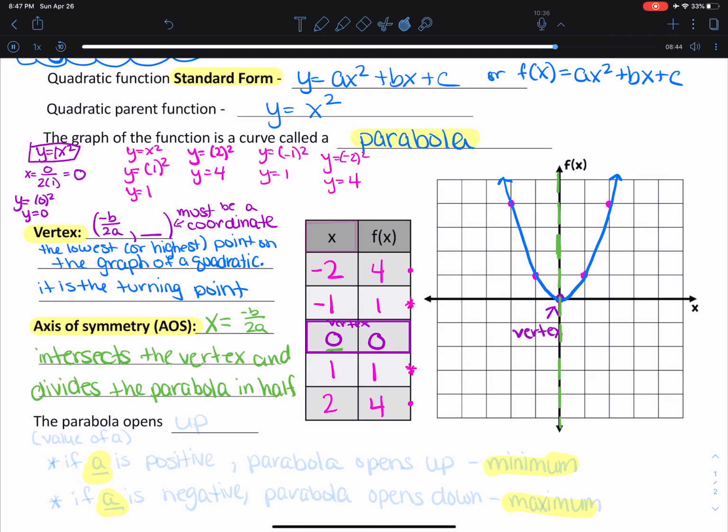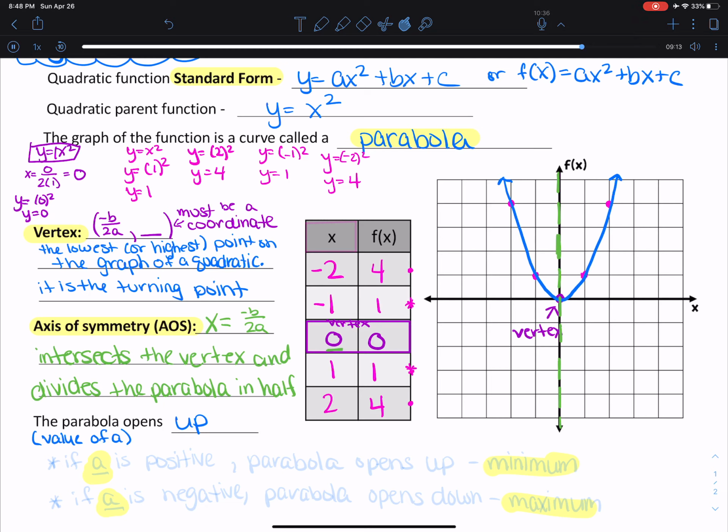And one of the last things we're going to look at is whether the parabola opens up or if it opens down. Now, if we look at our graph, look at the parabola we drew, well, we can see that our parabola opens up. But we can also determine that before we even graph it. So we can see whether we graph it correctly, whether it's supposed to open up or if it's supposed to open down. So in order to determine that, we're going to look at our value of a.